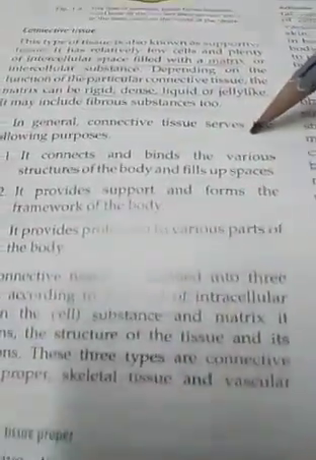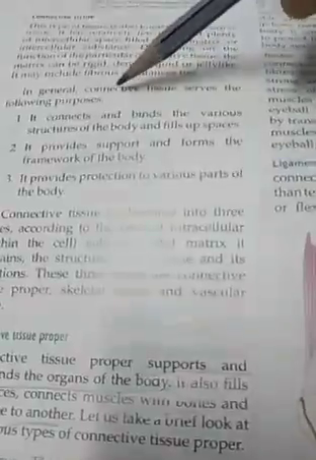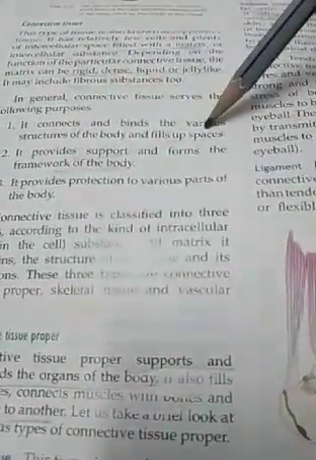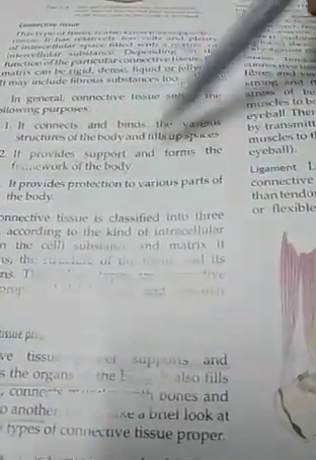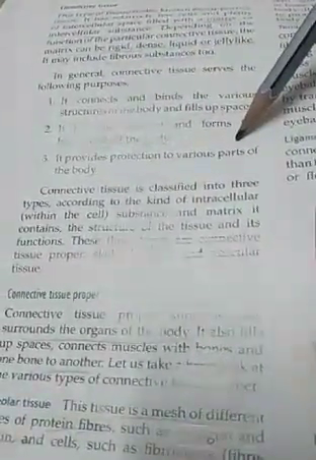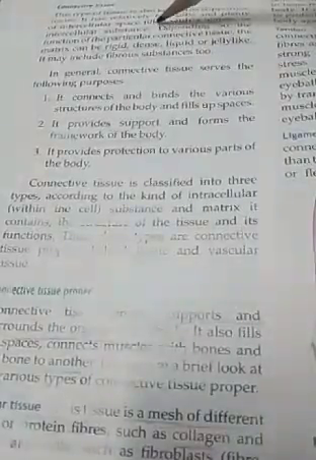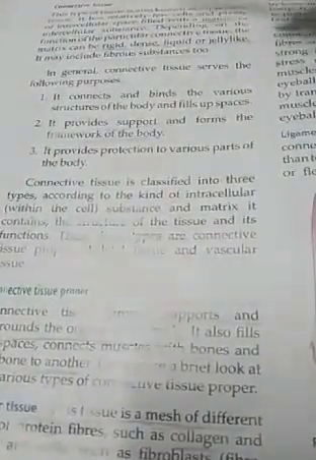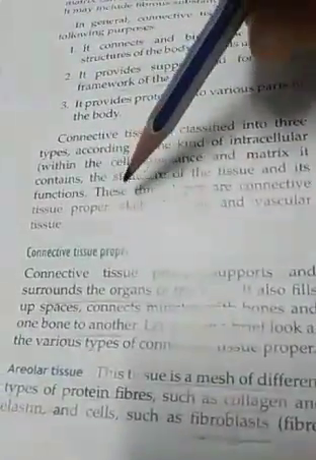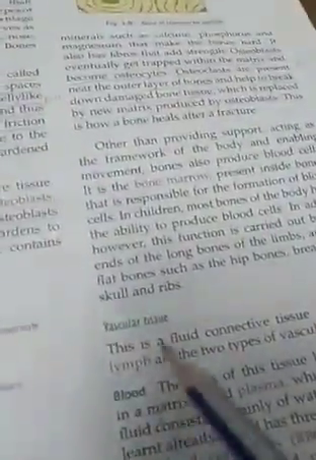Now, what are the general functions of connective tissue? Number one, it connects and binds the various structures of the body and fills up the space. Second, it provides support and forms the framework of the body. Third, it provides protection to various parts of the body. So, connective tissue, as we have already discussed, is categorized into three classes, that is connective tissue proper, skeletal tissue, and vascular tissue.